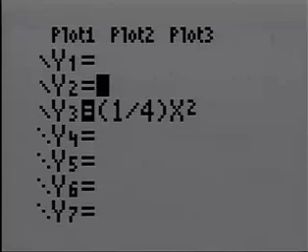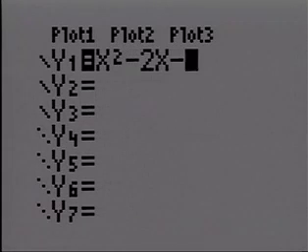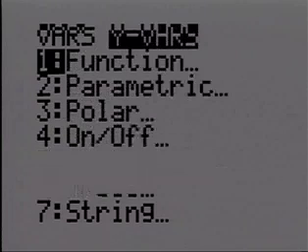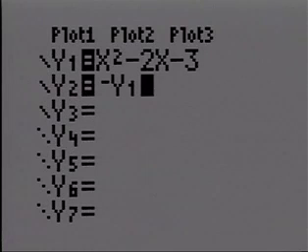First, I'll go into y equals and clear any previous functions and enter the one we're working on, which is x squared minus 2x minus 3. That's the original. If I want to reflect this across the x-axis, I want to graph the negative of it. So put in a negative symbol and then go to your variables button, choose y variables, enter on function, and enter on y1. And so what this calculator now will do as y2 is graph the negative of y1. and we should see the original function reflected across the x-axis.